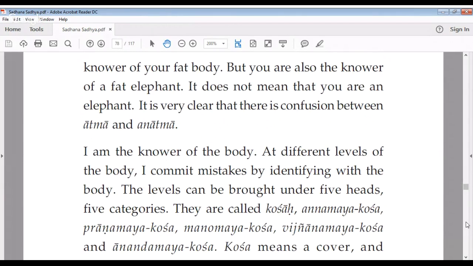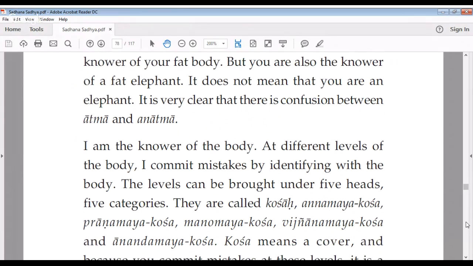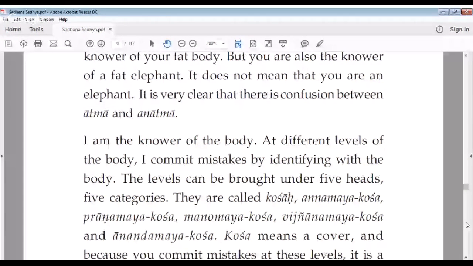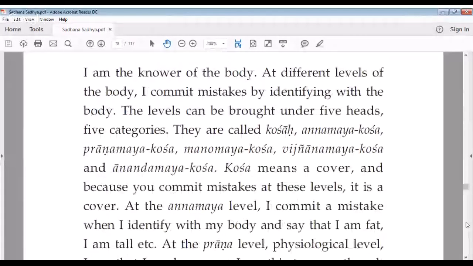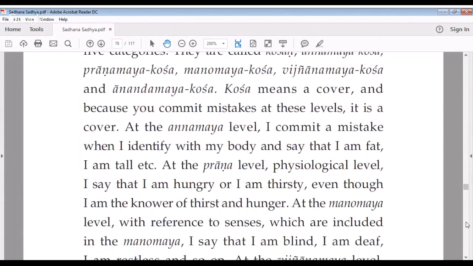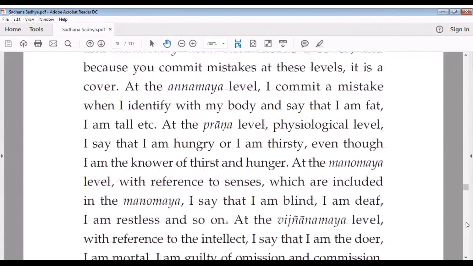I am the knower of the body. At different levels of the body, I commit mistakes by identifying with the body. The levels can be brought under 5 heads, 5 categories. They are called Koshas: Annamaya Kosha, Pranamaya Kosha, Manomaya Kosha, Vijnanamaya Kosha, and Anandamaya Kosha. Kosha means a cover, and because you commit mistakes at these levels, it is a cover. At the Annamaya level, I commit a mistake when I identify with my body and say that I am fat, I am tall, etc.